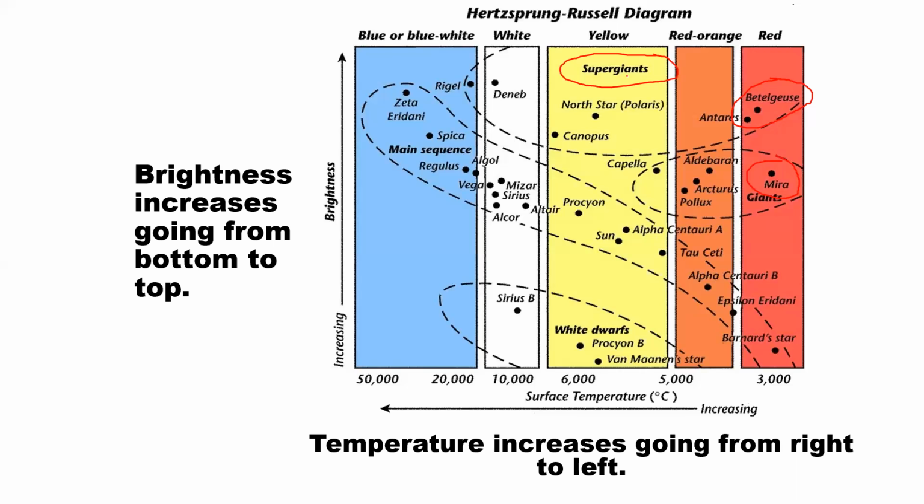Now, what kind of star is Mira? A giant. What's that diagonal line going through the middle? What group is that? Main sequence. That's all you're going to have to do for this whole section of this lesson.